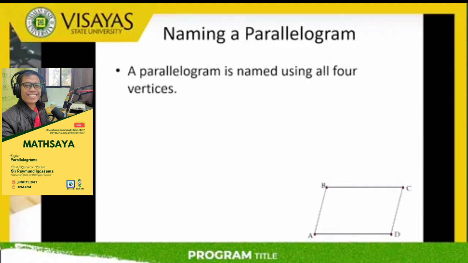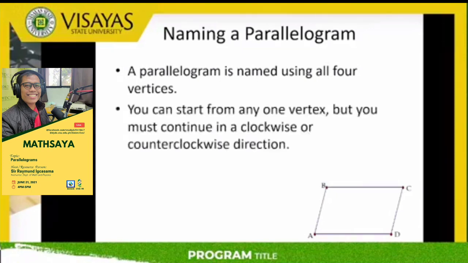So in naming a parallelogram, you can just use the four vertices of your figure. In our figure, you can see parallelogram ABCD. Normally we are using the letters in the English alphabet, the capital letters. That's why in naming your parallelogram, and even other quadrilaterals, polygons, or geometric figures, we are using the capital letters in the English alphabet. So in naming this kind of parallelogram, for instance, you can just say parallelogram ABCD. You are just going to use the four vertices of your parallelogram.